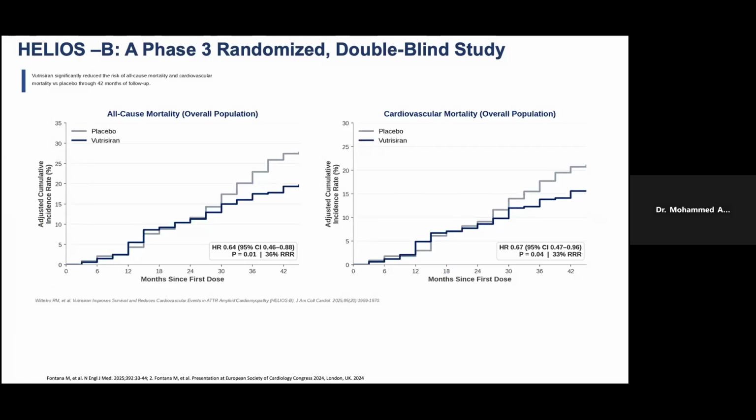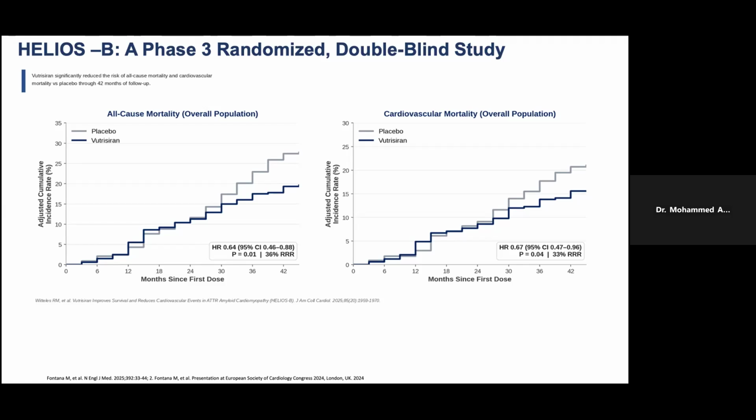The result of this trial, this study demonstrated that fitusiran provides sustained survival benefit and significant reducing of all cause of mortality and cardiovascular mortality compared with the placebo over the 42-month of follow-up. On the left side, as showing, the fitusiran reducing the risk of all cause of mortality by 36% with a hazard ratio of 0.64. Similarly, on the right side, fitusiran reduced cardiovascular mortality by 33% with a hazard ratio of 0.67.